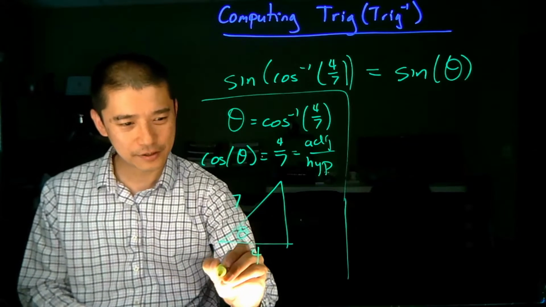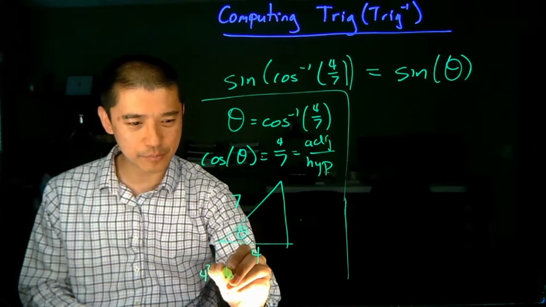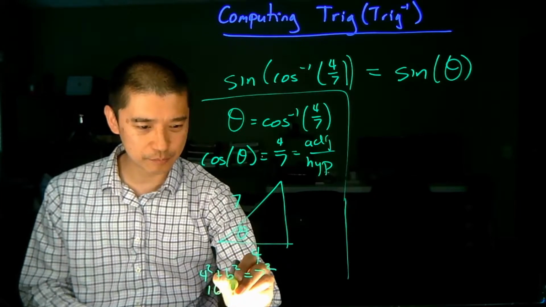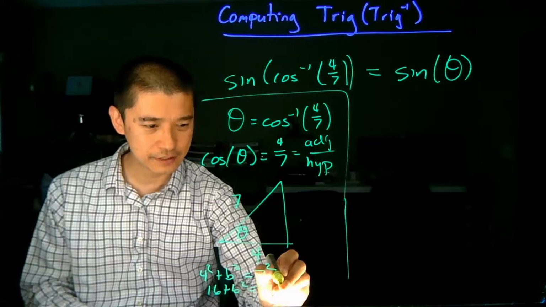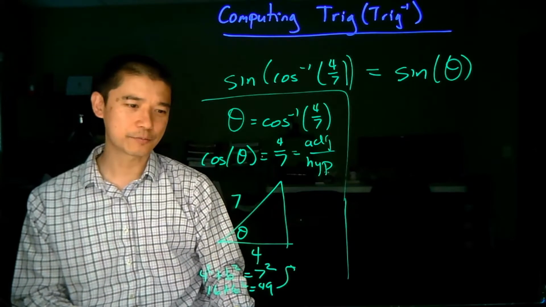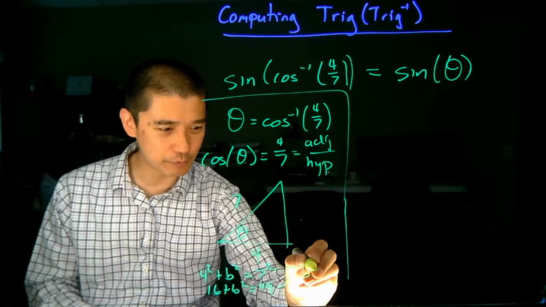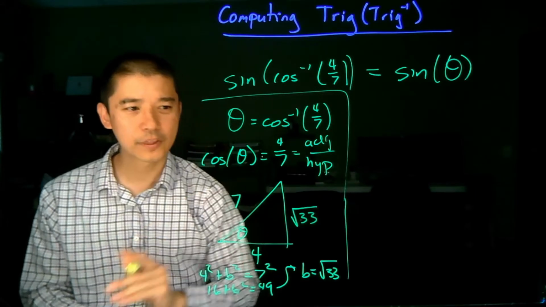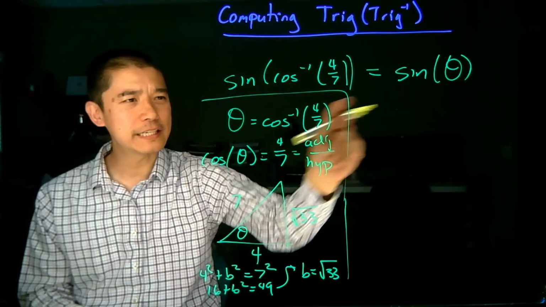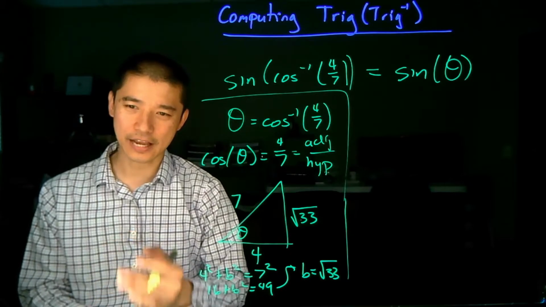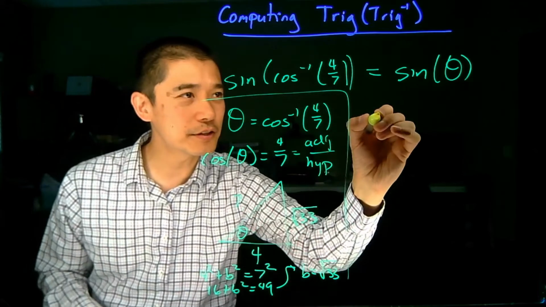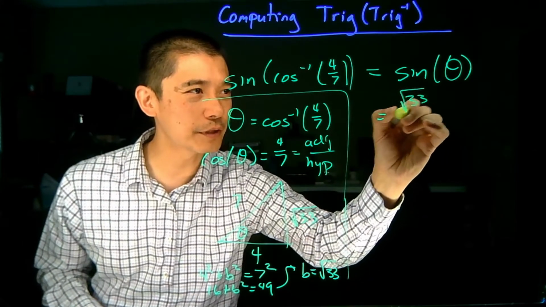So let's do that. So 4 squared plus b squared is equal to 7 squared. 16 plus b squared is equal to 49. Subtracting, we get 33, so b is equal to the square root of 33. Right? And we are interested in sine of theta. Sine, SOHCAHTOA, is opposite over hypotenuse. And so this is equal to the square root of 33 over 7.